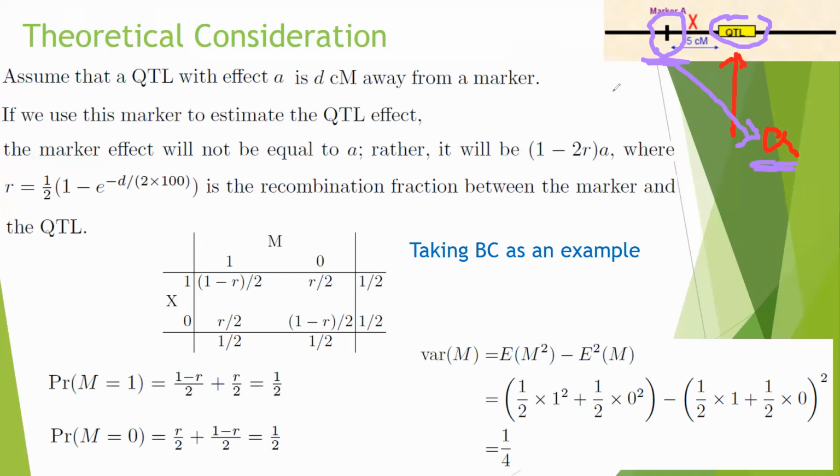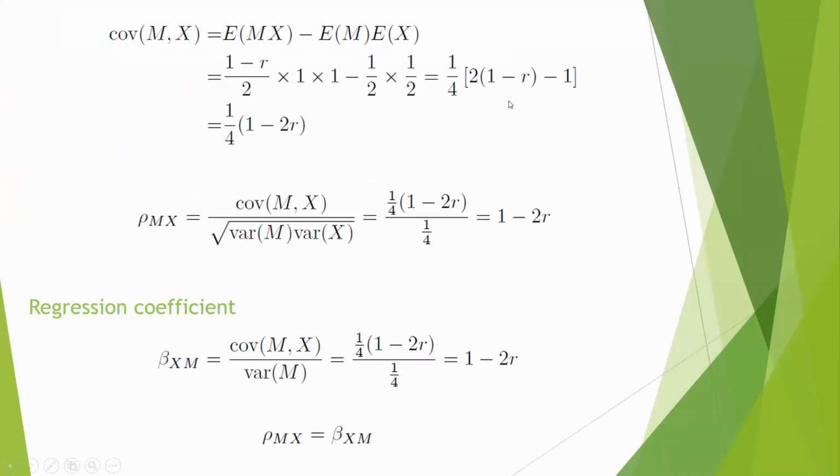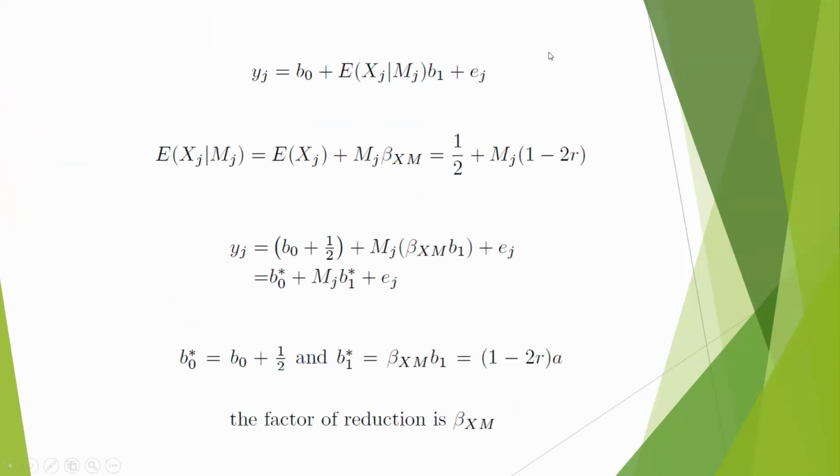So the estimated effect will be shrunk. If you just use the known marker information to estimate this A, you're going to get this rather than A, and we know this is less than A, right? So you're going to see a reduction in this estimation. Okay, very good. I'm going to show you why. So on this slide, we can calculate the covariance or the correlation coefficient between the marker and the QTL.